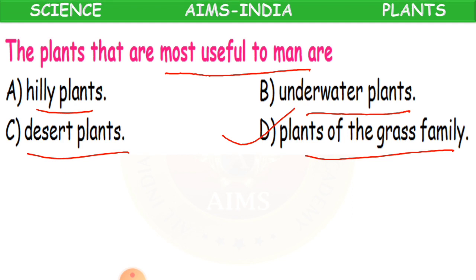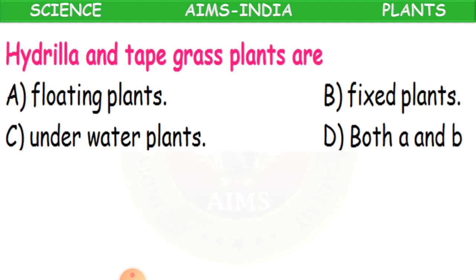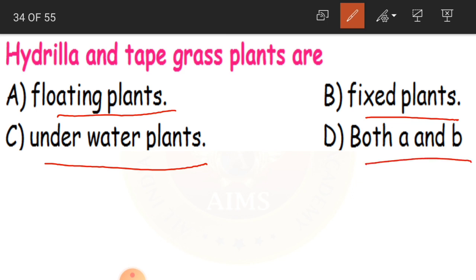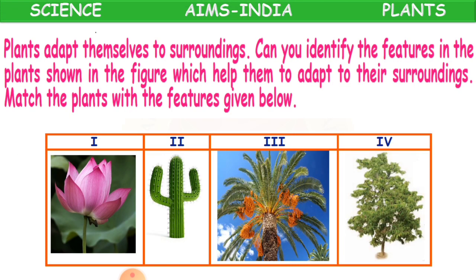Clear children? Yes. The next question: hydrilla and tape grass plants are what? Are they floating plants, fixed plants, underwater plants, or both A and B? So they are underwater plants. Okay, C is the correct answer.